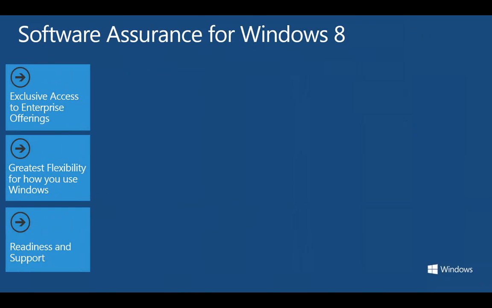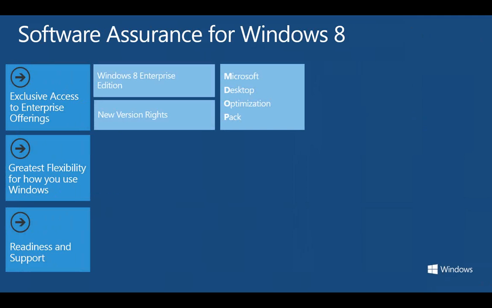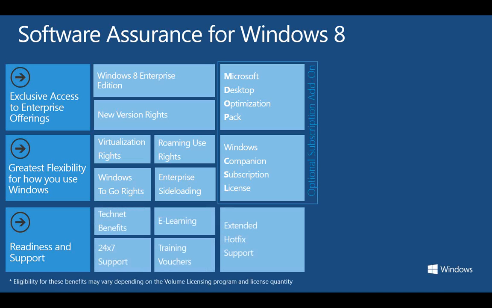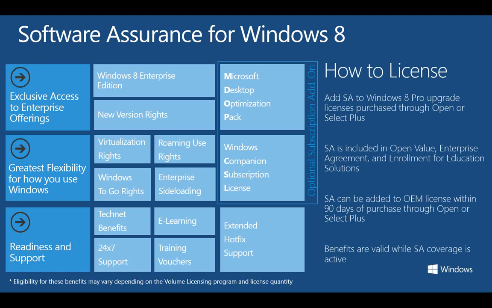The software assurance, there are many benefits of software assurance for Windows 8. The virtualization rights are just one. Obviously you get new version rights, you get the latest and greatest version of the Windows 8 operating system. There's your virtualization rights. You also get the roaming rights, so the ability to use it externally, Windows To Go. The MDOP and the Windows CSL are optional purchases, but there are also other benefits such as the TechNet benefits, the access to e-learning, the extended hotfix support, the free training vouchers to be redeemed against Global Knowledge or QA, 24/7 support. You also get use of the Microsoft Planning Deployment Services, which Environ will shortly be accredited to deliver. So there's lots of benefits of software assurance other than just your virtualization rights.